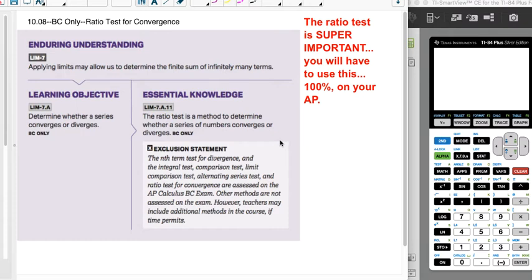All right, this is AP/BC Calculus. We are doing a BC only section. This is Unit 10, Section 8, the ratio test for convergence. So this is super important. Please, please learn the ratio test because it's going to come up for sure, 100%.